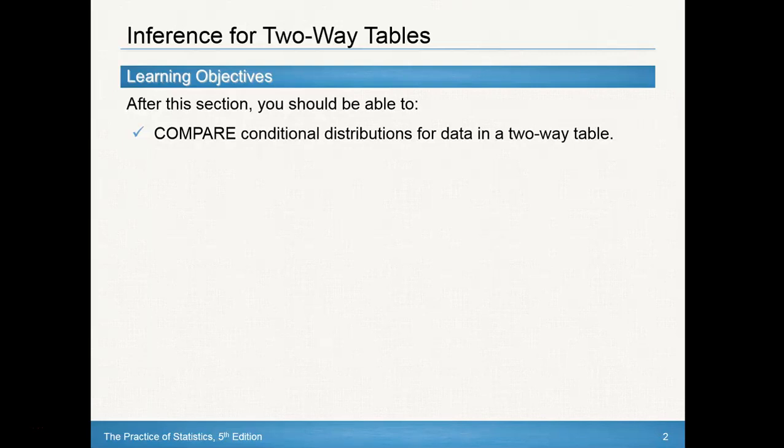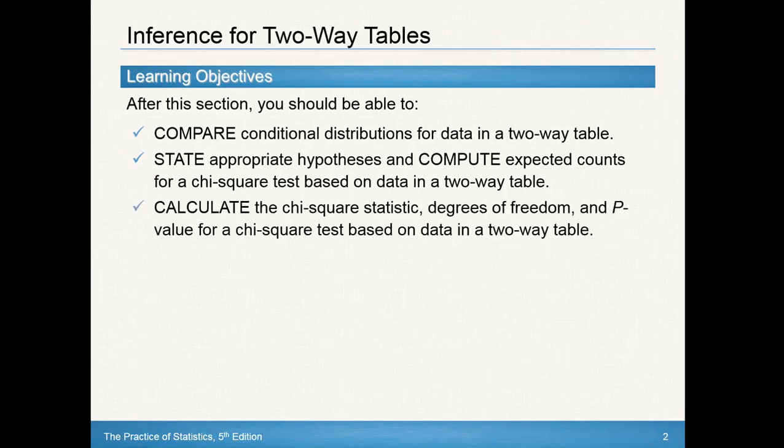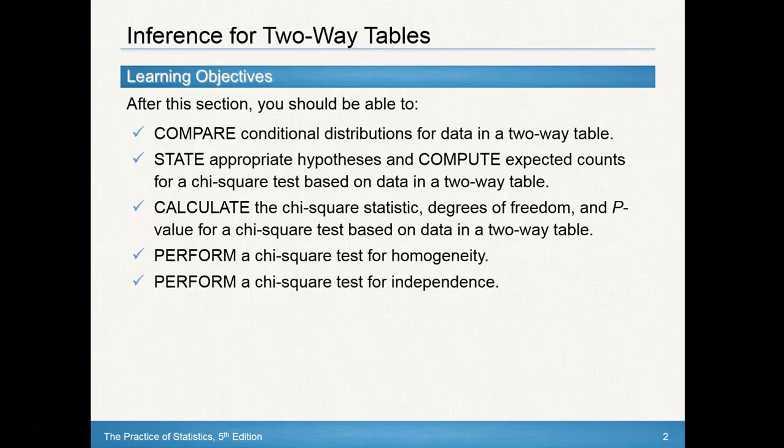Remember, our goodness of fit was only a one-way table, which was a single row. We're going to be able to state appropriate hypotheses and compute expected counts for a chi-square test based on data in a two-way table instead of just a one-way table. We'll compute the chi-squared test statistic, understand how to find the degrees of freedom and the p-value for the chi-square statistic. We'll perform a chi-square test for homogeneity, a chi-square test for independence, and understand the difference between the two. Then we will choose the appropriate chi-square test in order to answer the question.